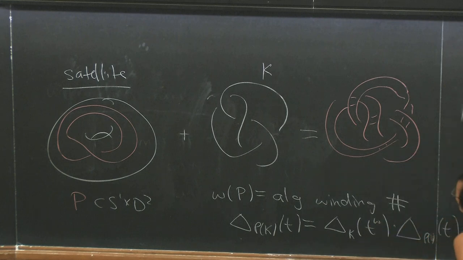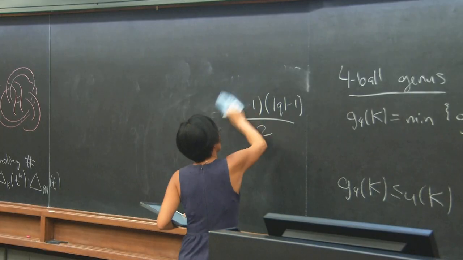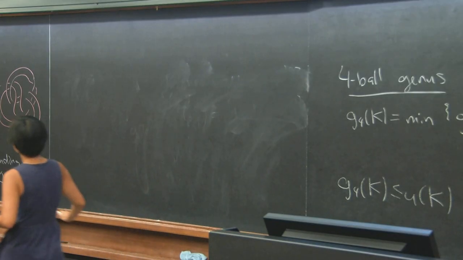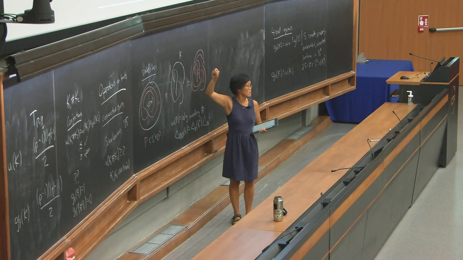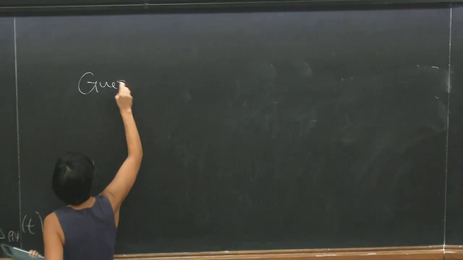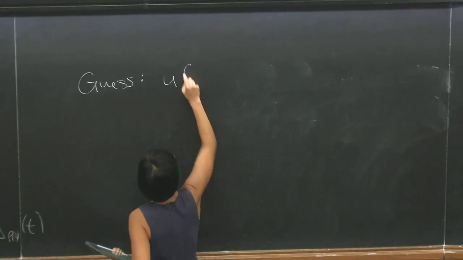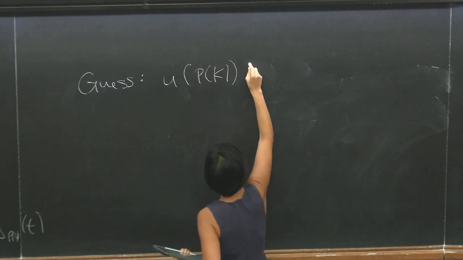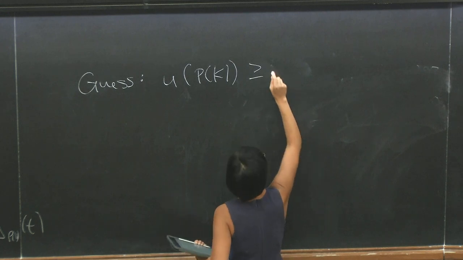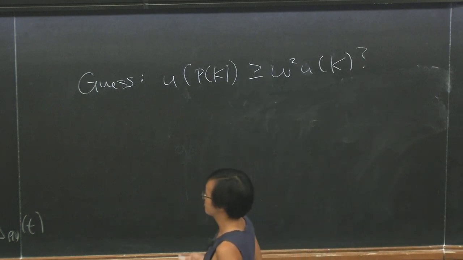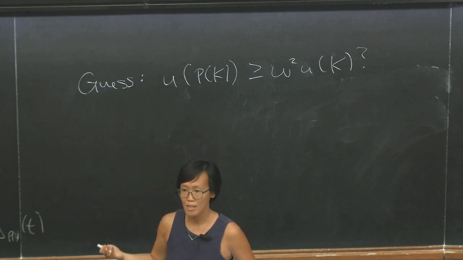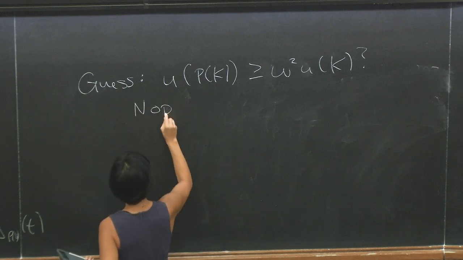Great. Okay. So if you're interested in studying the unknotting number of a satellite, if you notice a single crossing in your companion, that becomes w squared crossings when you satellite. And so maybe a naive guess is that the unknotting number of your satellite is at least w squared times the unknotting number of your companion. Well, the answer to that is nope.